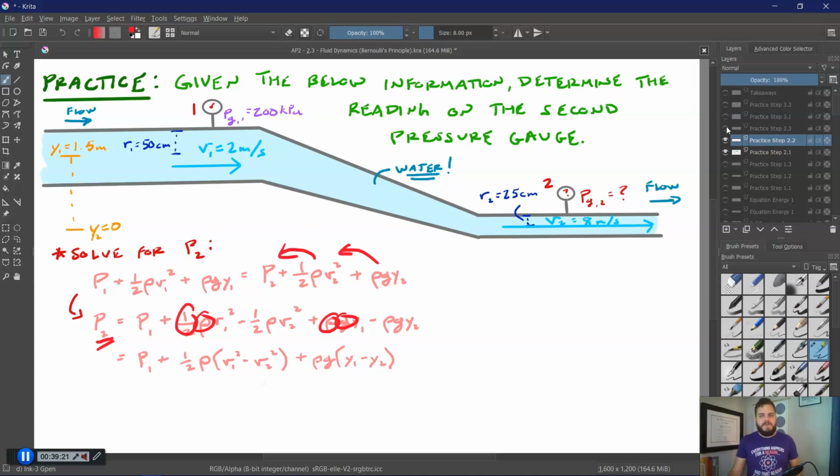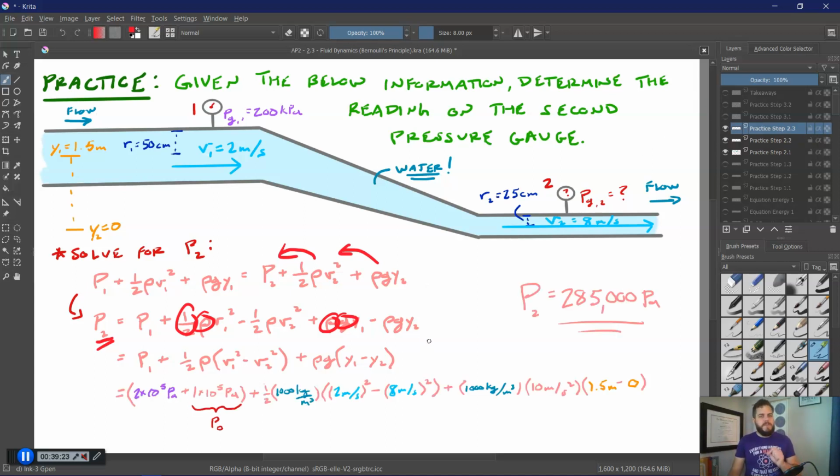And I'm going to go ahead and stick in all of the numbers. Now, most of these are pretty straightforward. The density, it's water, that's easy. The velocities, easy. The heights, difference in height, easy. The only thing that might trip you up is P1. Remember, that's an absolute pressure, and I gave you a gauge pressure. So we need to add 200 kilopascals, or 2 times 10 to the 5th pascals, plus atmospheric pressure, which is 1 times 10 to the 5th pascals, in for P1.